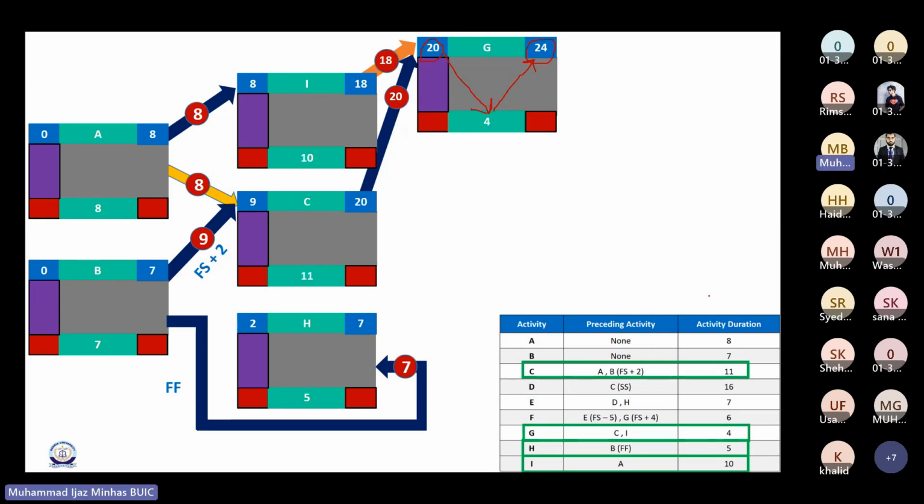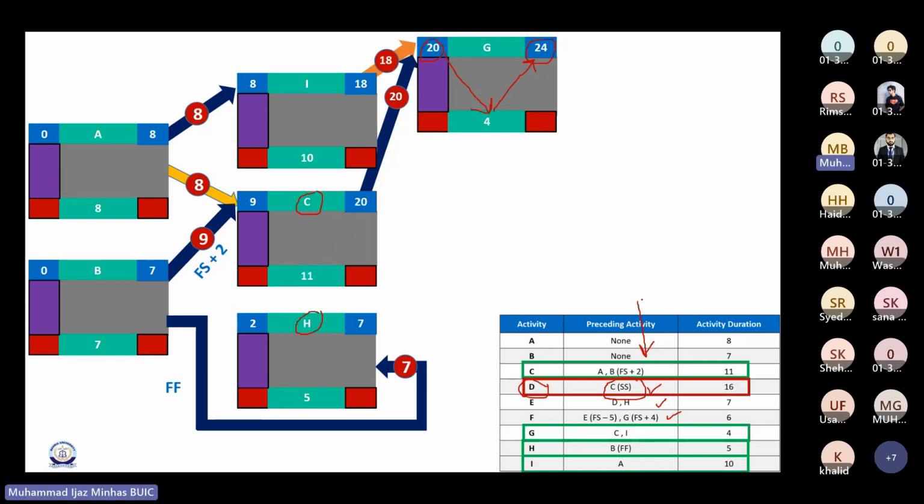Now, can you tell me the approach that I'm following to draw this diagram? What should I look for now? I will try to find an activity which is dependent on C or H, right? I'm done with I. There's no I left. So C is still here, and it has a start-to-start relationship, and that is activity D.